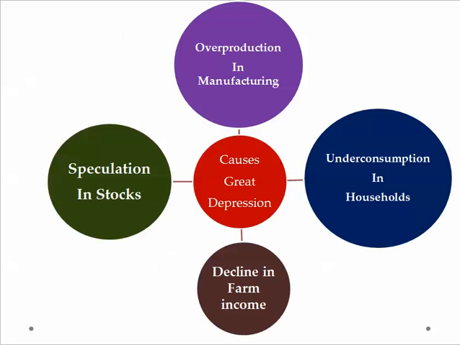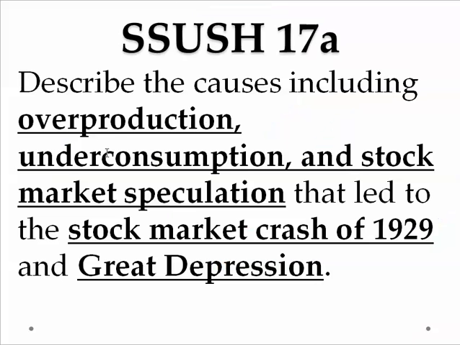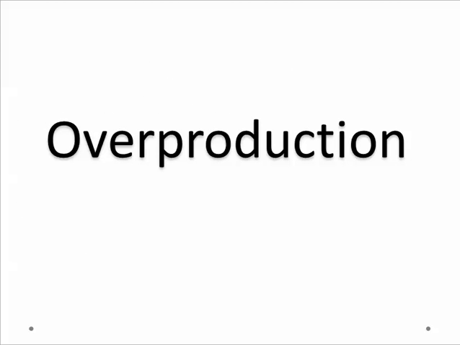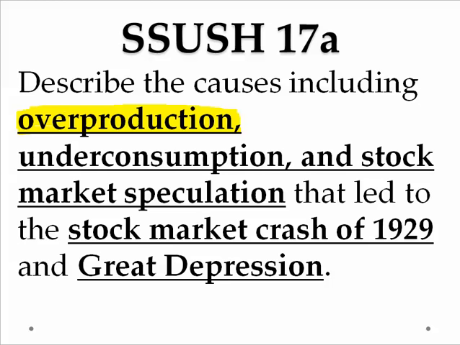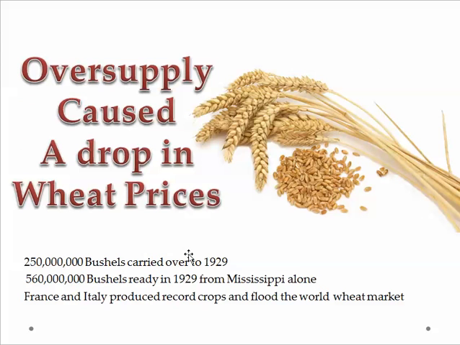Alright, so here are the causes of the Great Depression: overproduction in manufacturing and in agriculture, and then underconsumption in households, people not buying things, a decline in farm income, and then speculation in stocks. We need to talk about these three in great detail because they're listed in our standards here: overproduction, underconsumption, and stock market speculation. Look at overproduction first. We've already talked about it, like wheat.